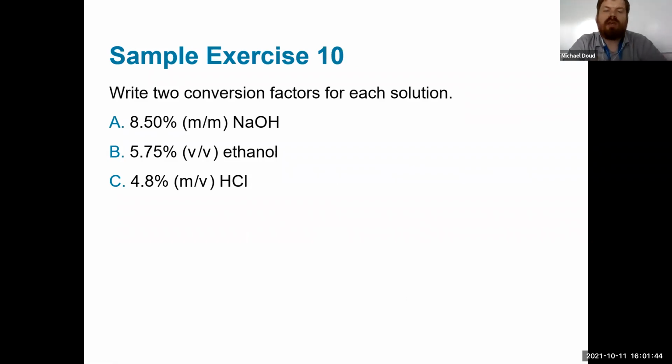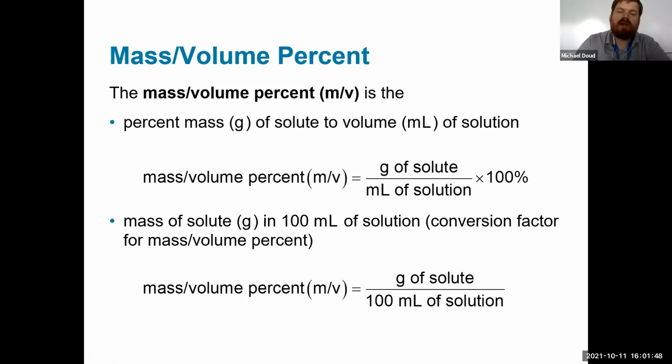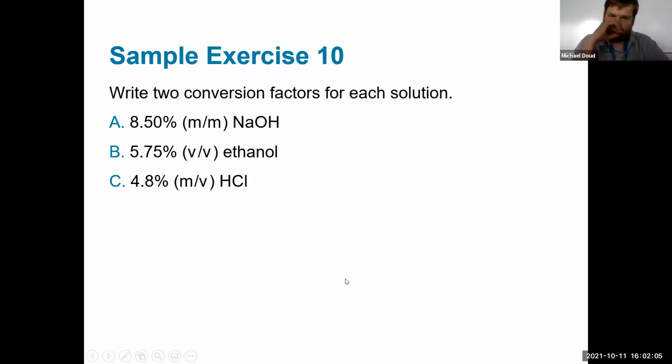Okay, so give me two conversion factors for each of these based on what we talked about. Oh, mass over volume here. Again, it's the grams of solute per milliliters of total solution times 100%. And then the conversion factor that you would get is that for each mass over volume percent, that's the number of grams of solute per 100 milliliters of solution. So the first thing we want to learn is what conversion factors can we do for this? Well, I'll help you with it here.